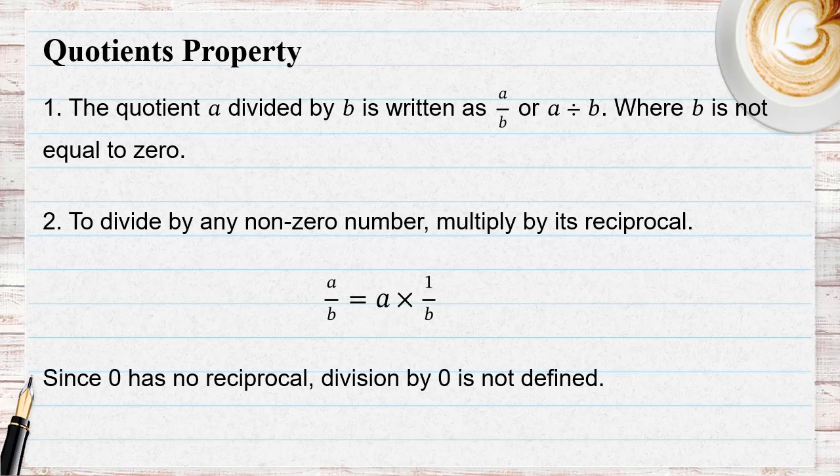Quotient property. The quotient A divided by B is written as A over B, or A divided by B, where B is not equal to 0. To divide by any non-zero number, multiply by its reciprocal. So A over B is equal to A times 1 over B. Since 0 has no reciprocal, division by 0 is not defined.